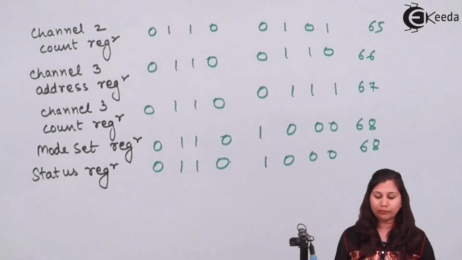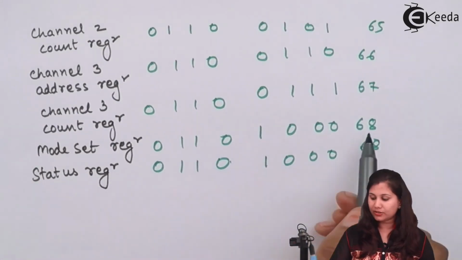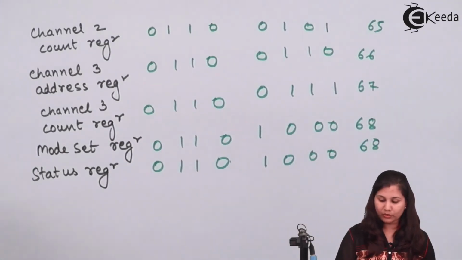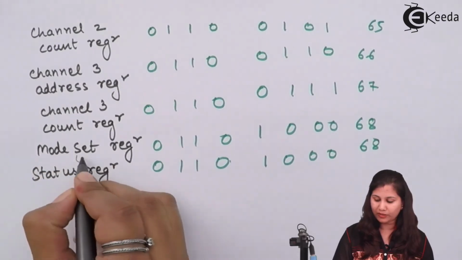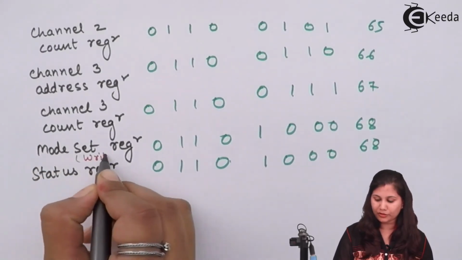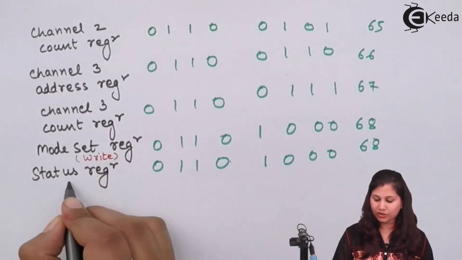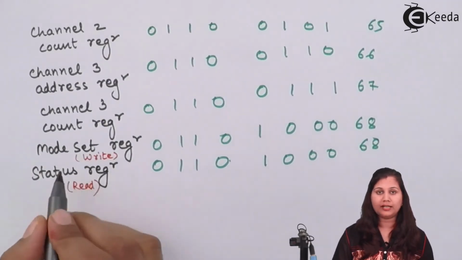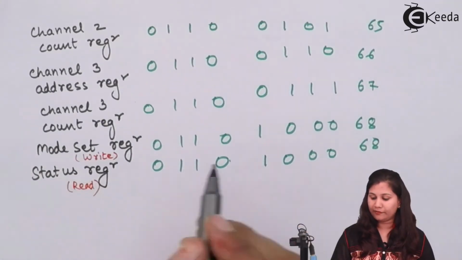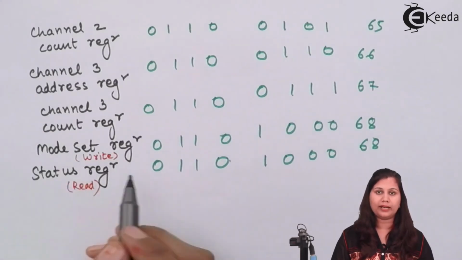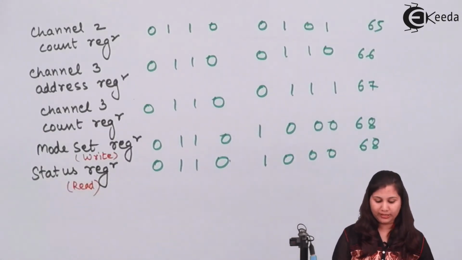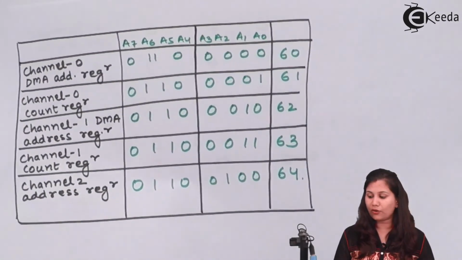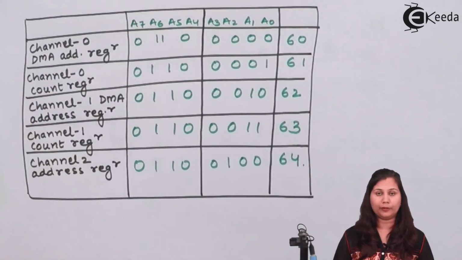So the address of the mode set register and status register comes out to be the same. The mode set register will be used for the write operation and the status register is only for the read operation. That will distinguish which register is to be addressed. Okay. So these are the addresses of the various registers of the DMA controller.